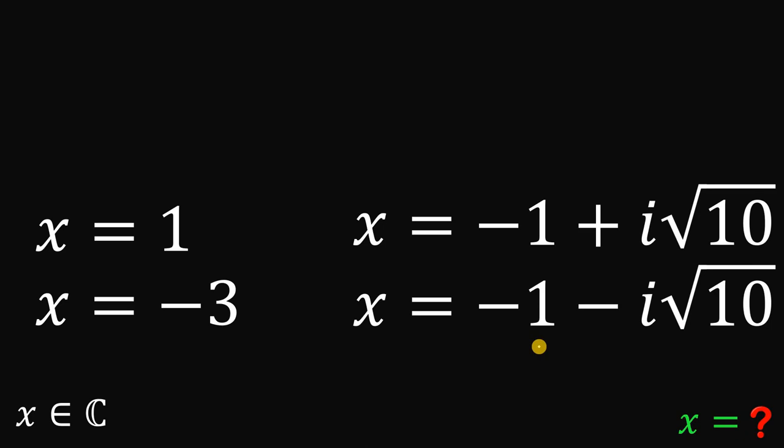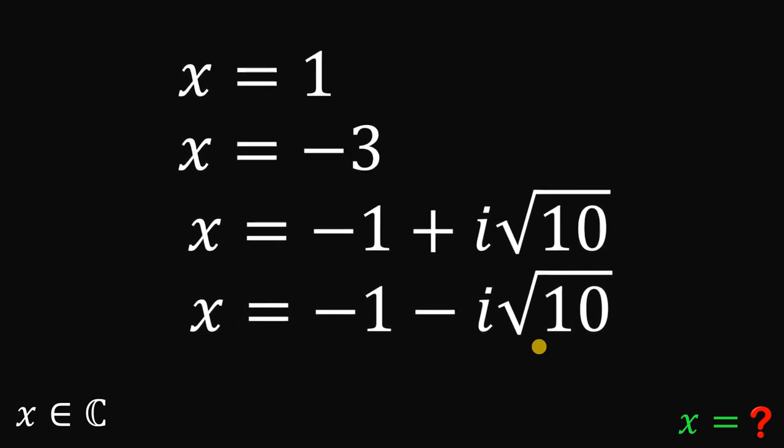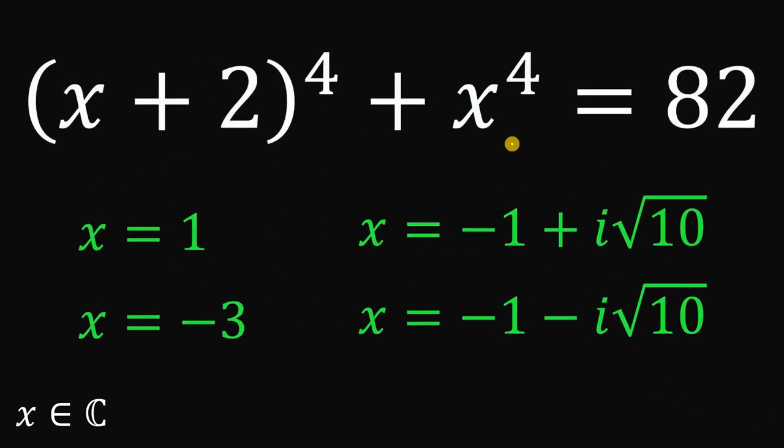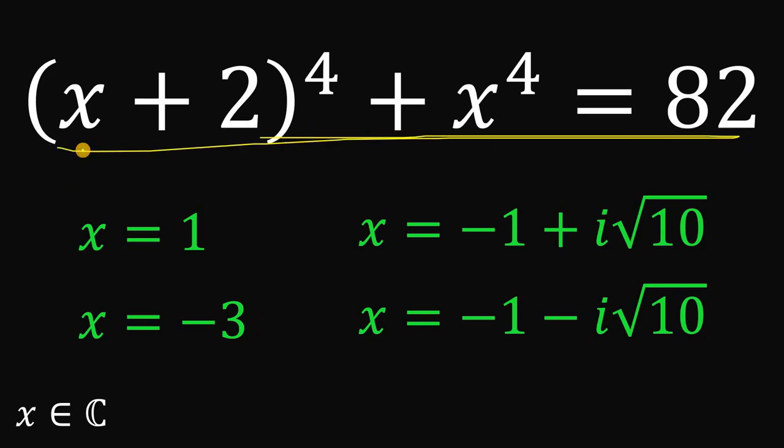Therefore, we found four possible values of x that satisfy our given equation, x plus 2 raised to the fourth power plus x raised to the fourth power equals 82. And our answer: x equals 1, x equals negative 3, or x equals negative 1 plus or minus i times square root of 10. And that's all the possible values of x that satisfy this equation. And as always, we are done.